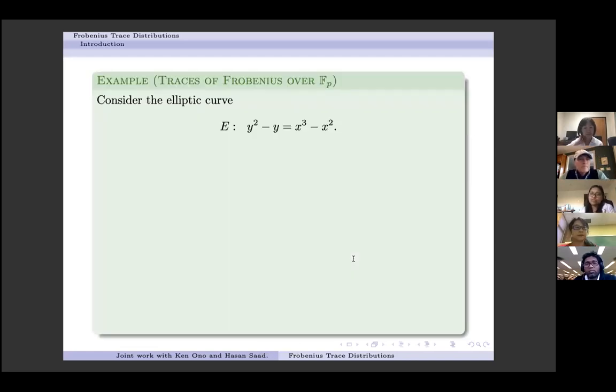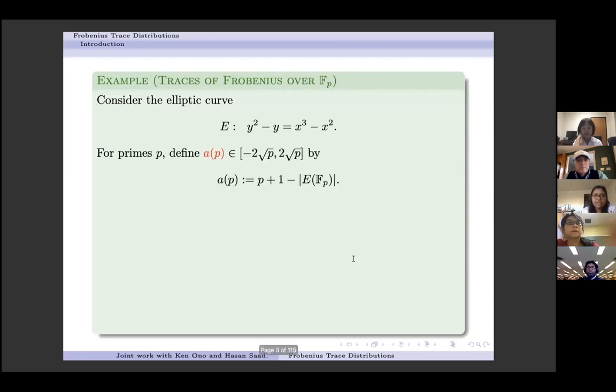To motivate our talk, we first consider one example. If E is an elliptic curve given by the equation y squared minus y equals x cubed minus x squared, then for each prime p of good reduction, we define the numbers a_p as p plus 1 minus the number of points on this elliptic curve modulo p. Then it is easy to see that these numbers are integers, and they are bounded integers.